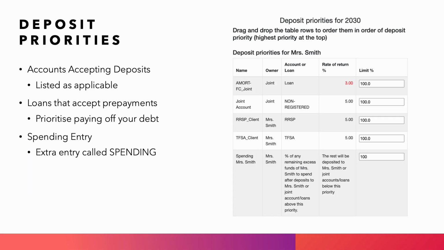Now let's consider the deposit priorities in more detail. The deposit priorities table includes your accounts that can accept deposits, but also your loans that can accept prepayments so that you can prioritize paying off your debt. It also includes an extra entry we call spending, and I'll describe that in a minute. First, let's go through an example.